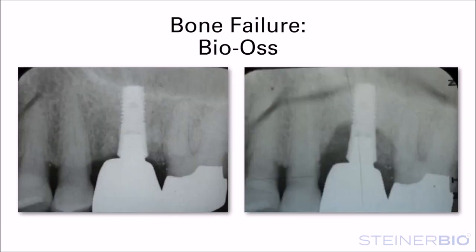Here's another case. On the left-hand side, you can see there's an implant placed. You can look at the bone. You can see that it looks a bit different, not normal. However, on the right-hand side, you can see that the bone is blown out. You can see that actually in the granulation tissue, there's a significant number of bone graft granules floating around, and this is simply implant failure due to bone graft failure of Bio-Oss.